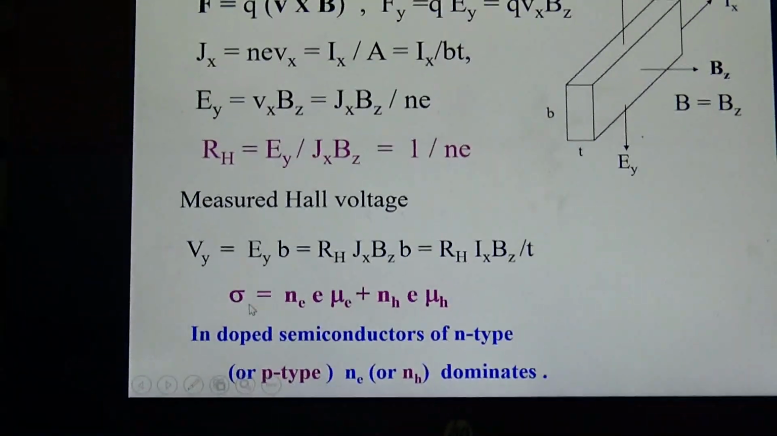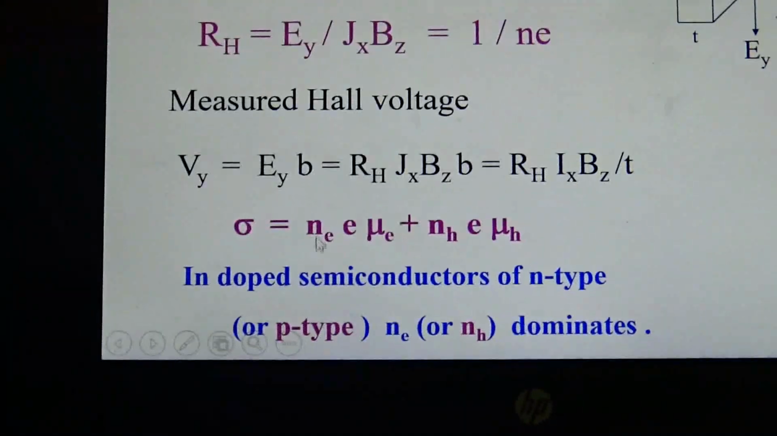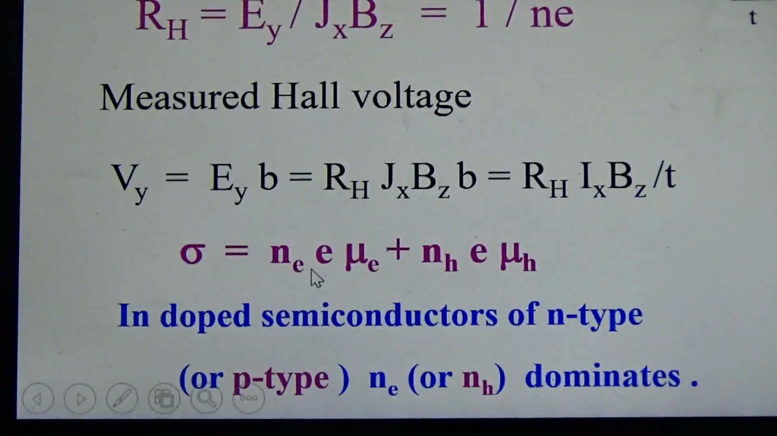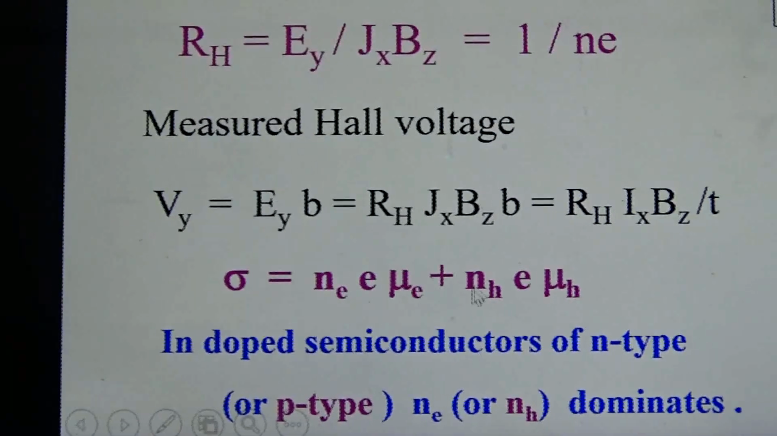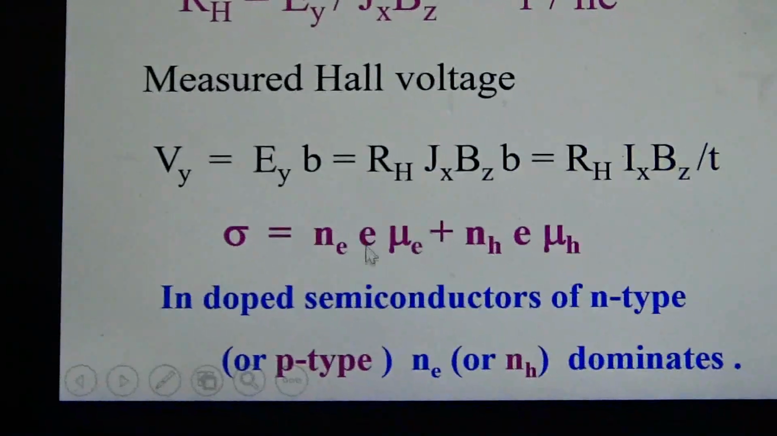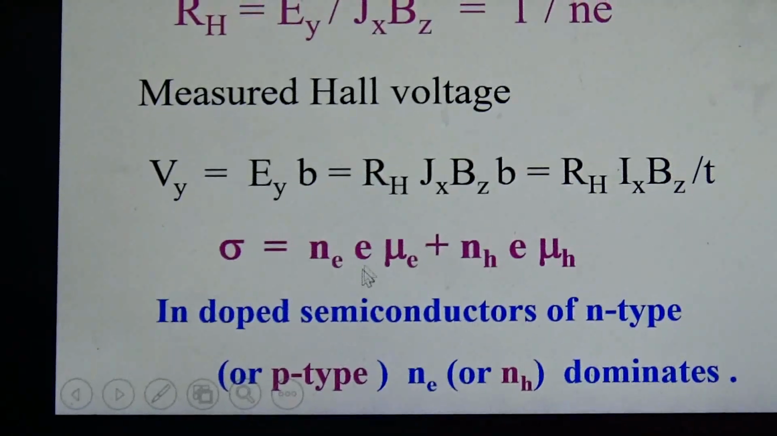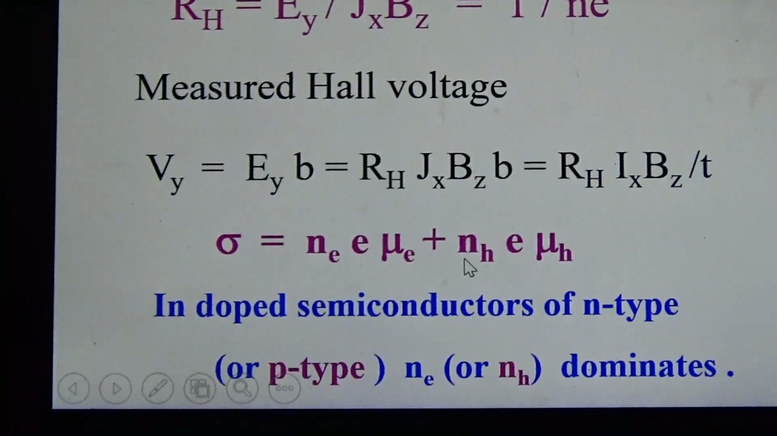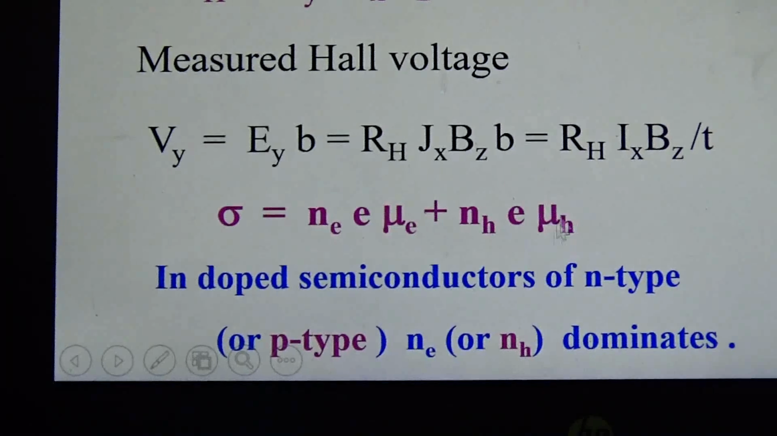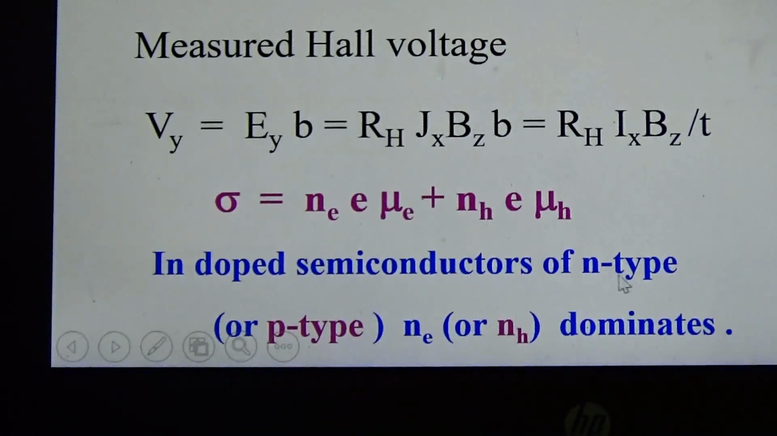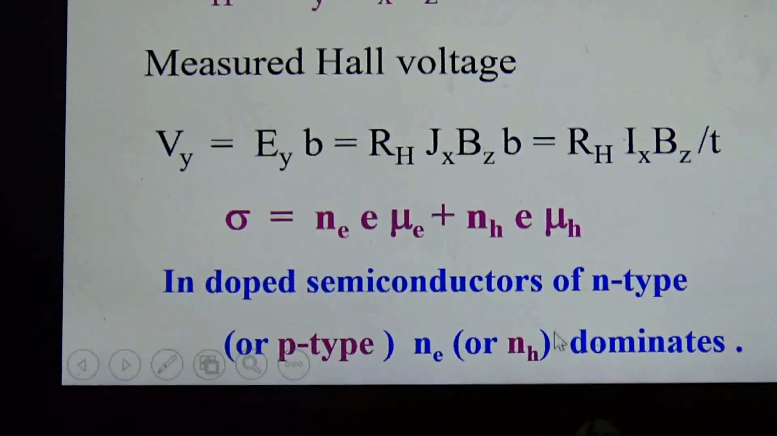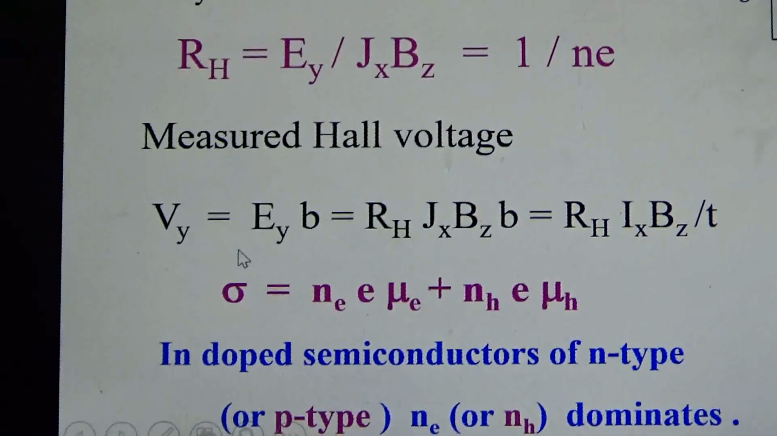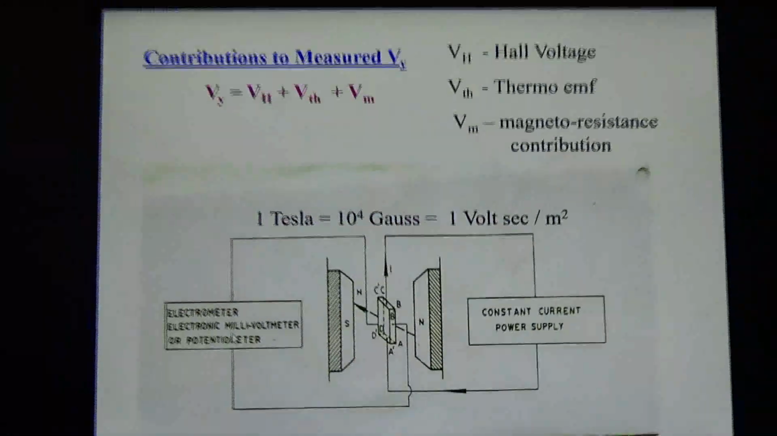You know that in semiconductors the conductivity can be written in terms of both positive as well as negative charge carriers. That means electrons as well as holes as charge carriers. So it can be written as the electron carrier density multiplied by the charge of the electron multiplied by the mobility of the electron, plus the hole carrier density multiplied by the charge multiplied by the hole mobility. In doped semiconductors, if we consider p-type or n-type semiconductors, only one of them will dominate, and correspondingly the conductivity is determined by the majority charge carriers.